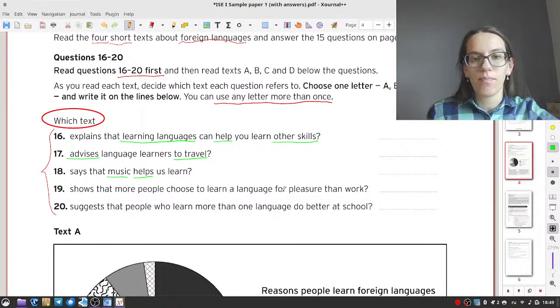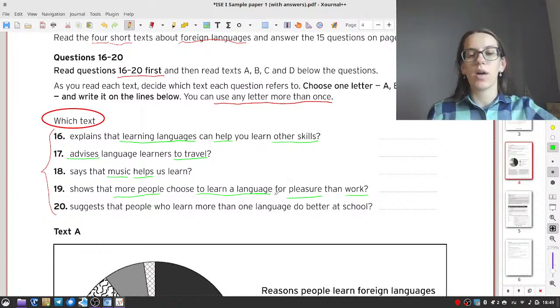Pleasure and work, and we are talking about more people. Yeah, more people choose to learn a language for pleasure. More people learn a language for pleasure than for work.